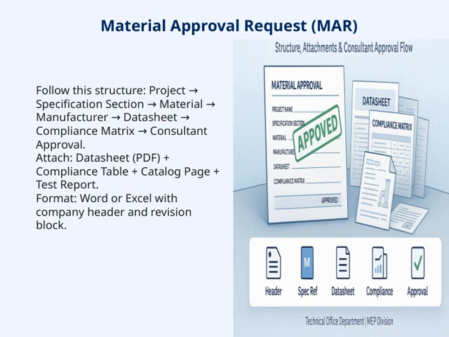When submitting your MAR, make sure to attach all relevant documents, such as the datasheet in PDF format, the compliance table, the catalog page, and any test reports. These documents support your request and provide the necessary technical evidence. Finally, ensure that the documentation is formatted properly, using Word or Excel files with your company's header and revision block. This keeps everything professional, organized, and easy to track throughout the approval process.